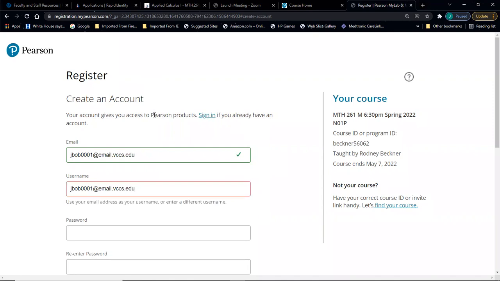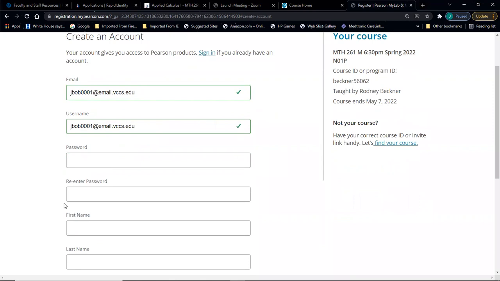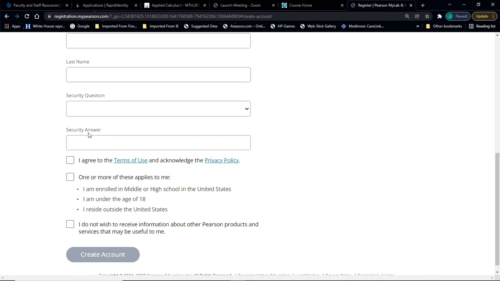Username can be your email or you can make it whatever you want. Password, re-enter your password. Write these things down. I can't retrieve your password for you. I can get your username or your email, I think it's one or the other, and I don't remember which one, but I can't get you your password. You would have to deal with the password retrieval system or tech support. First name, last name, security question and answer. Click the appropriate boxes, especially the one agreeing to the terms.